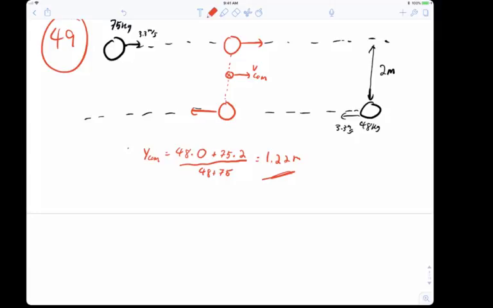All right. Okay. So, the momentum of the system, P total, is going to be 75 times 3.3 plus 48 times minus 3.3. Minus 80.1. So the velocity of the system is going to be the total momentum divided by 75 plus 48.